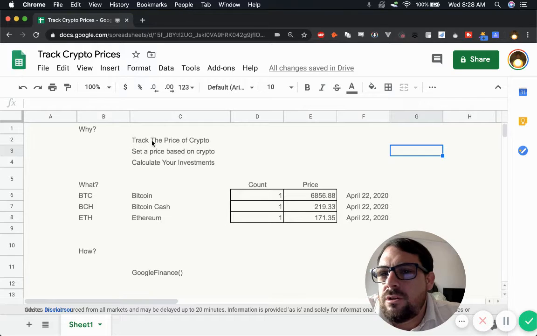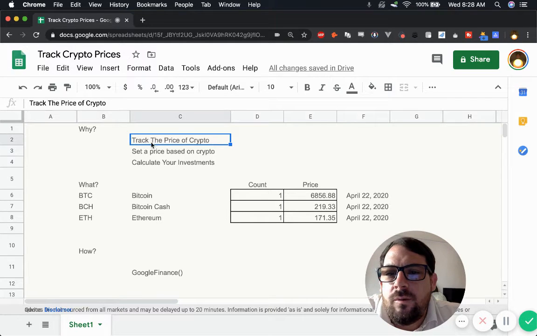Why would you want to track the crypto price? Well, we might want to track the price day over day, week over week. We may use charts and formulas on other platforms, but we also might not want to pay for access to those. We might want to build this ourselves in Google Sheets. We can actually show little sparklines or little graphs of up and down.